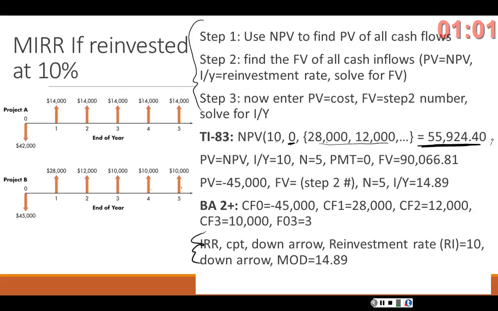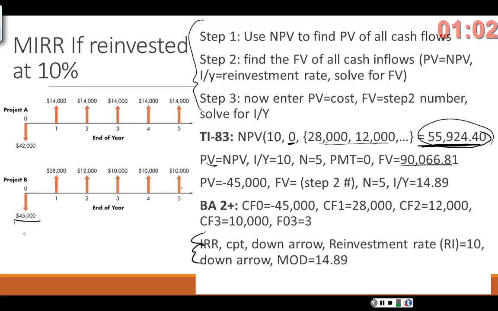Now you calculate the future value of this. So you set the present value equal to $55,924. The interest rate is 10%, and it's 5 years, and you get the future value of this. So now for your present value, you enter in the cost, the negative $45,000. The future value is this future value you calculated in step number 2, and N is equal to 5, and you calculate the interest rate and get 14.89%.